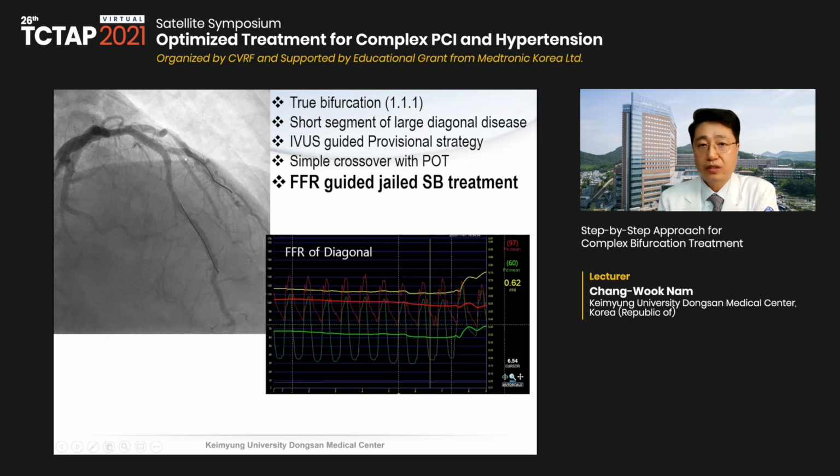And as we can expect, the diagonal territory was a big, really big territory. So FFR was 0.62. So we have to open the diagonal branch according to our previous clinical trial. So I decided on kissing and re-POT.